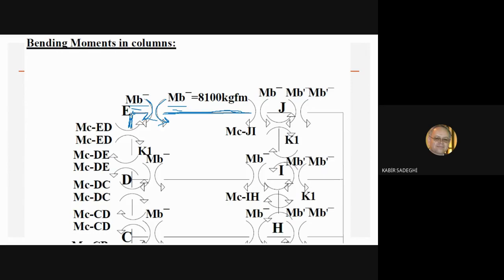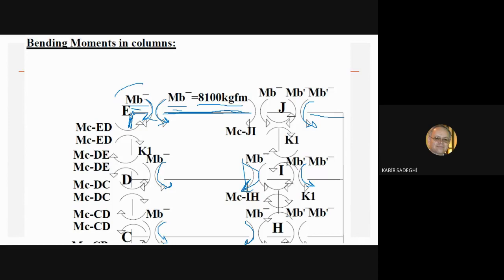So if this is 8,100 kilogram force meter, this has the same value. For the other beam, we apply this value one by one. We have it for all beams now. For the beams, they are reactions of the end moment of the beams. We calculated MB. The difference for the two different spans was only because of their span length. One was 5, the other was 6. Otherwise, they are similar. Therefore, now we have the M negative at support of the beams.